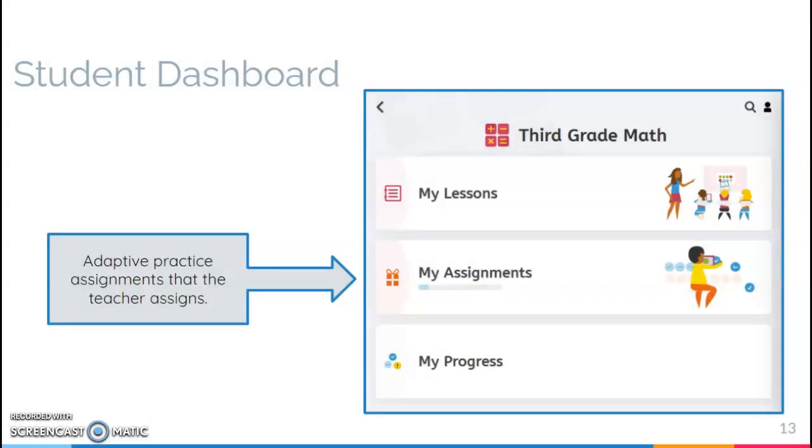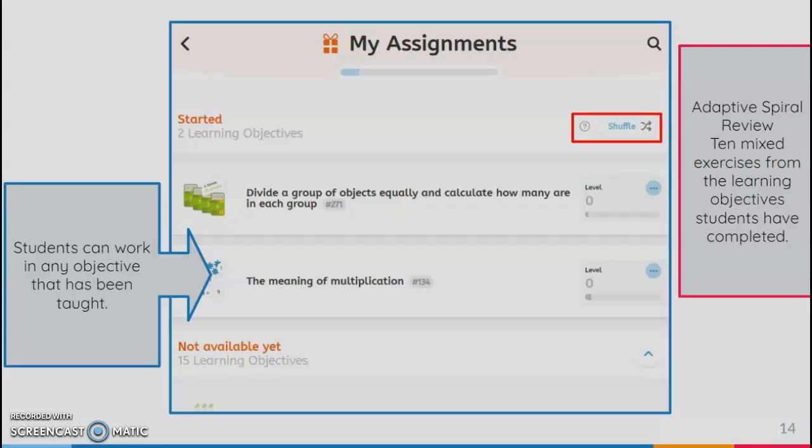In the My Assignment section, students can work on exercises that are adapted to their unique level of learning within any objective that has been taught throughout the year. A feature that's really exciting is the Shuffle button. When students select this button, they are given 10 exercises from the learning objectives that they have been working on throughout the year. This spiral review is at their adaptive learning level.